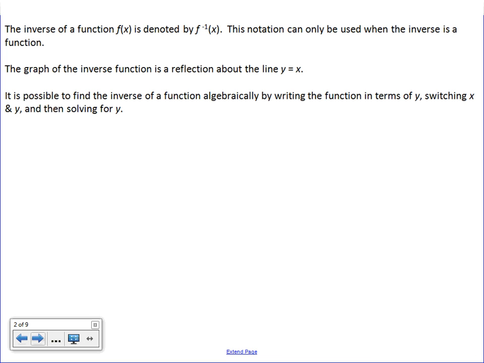Now, a key feature of inverses is that the graph of the inverse is a reflection about the line y equals x. You kind of saw it when I drew those parabolas. Okay? And then it is possible to find the inverse of a function algebraically by writing the function in terms of y, switching x and y, and then solving for y. So you switch the variables, that's basically the definition of an inverse, and then solve to get your result. Okay? So let's do a few examples.